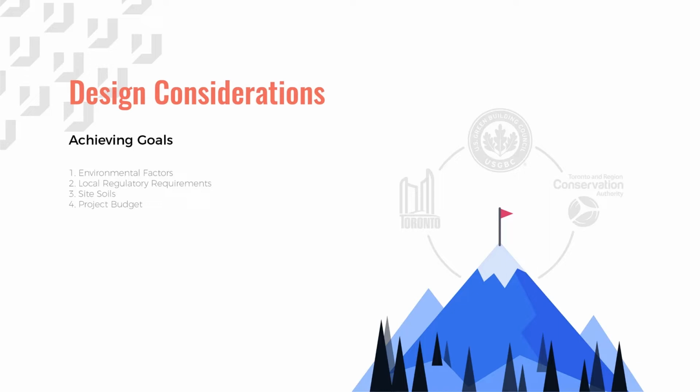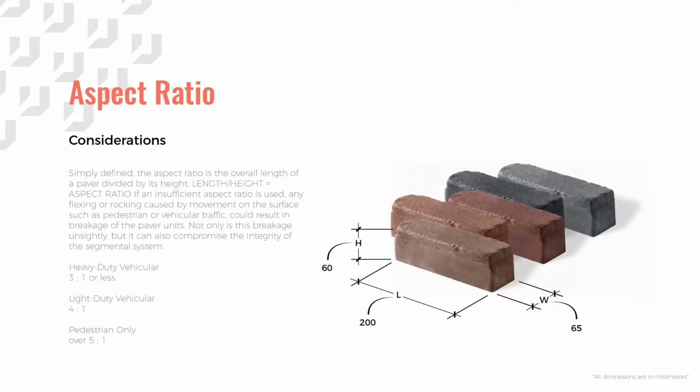For example, the Toronto Green Standard requires a solar reflective index of 29 or greater. Determine the site soils, as they will influence the base depth of the permeable unit paving system, and if water needs to be redirected to areas with higher infiltration rates. Lastly, what is the budget for the project? This can determine what type of finishes are available to you and whether immediate costs outweigh life cycle costs.